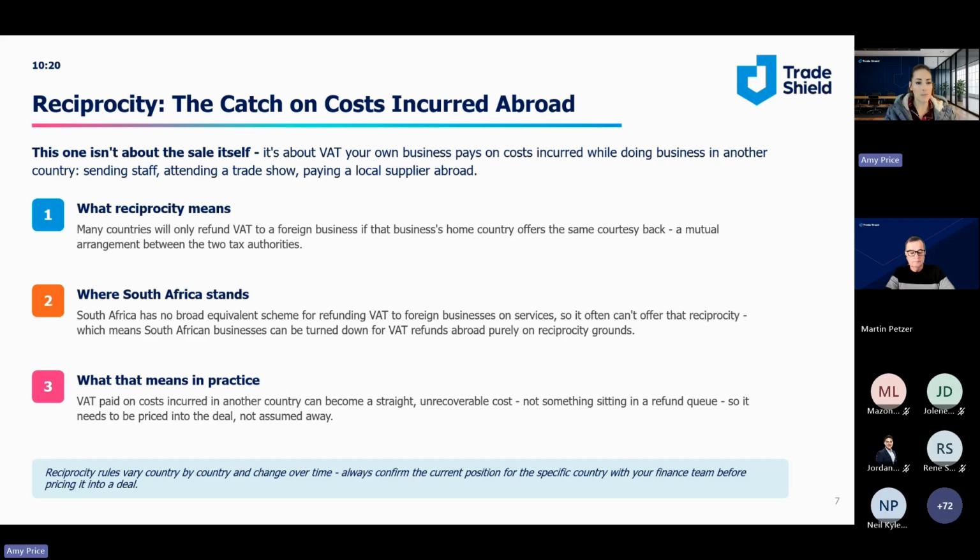So if you want to picture it like this, the business sends a rep to a trade show, for example, in another country and pays the local supplier there for something related to the deal. For example, you send an employee to London for a conference and the conference is obviously business related. This employee is going to incur costs such as hotel spend, food, the actual conference itself. These are all things that incur tax or VAT in foreign countries, okay?